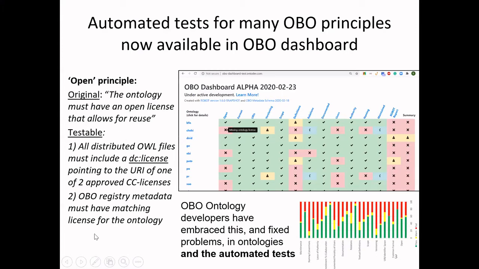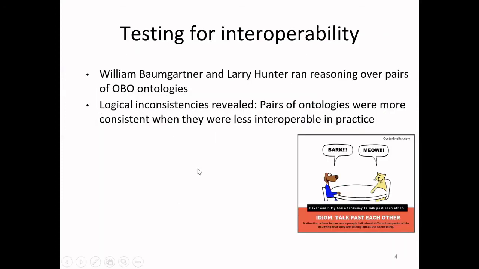So this was the goal, and we went through the principles, and one of the key principles really for OBO is this interoperability principle. How do you have an automated test if two ontologies are interoperable? And there, we were lucky enough to have William Baumgartner and Larry Hunter having run a really cool project where they reasoned over pairs of OBO ontologies. So they took two together, ran a reasoner over it, and asked what kind of logical inconsistency did they find?